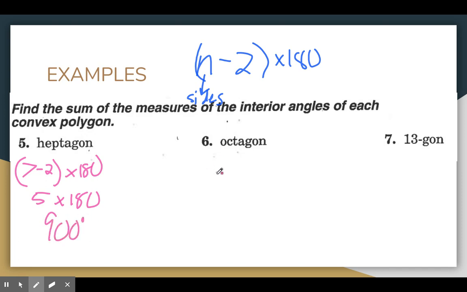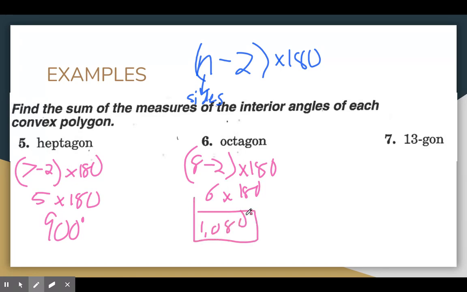Okay, an octagon, if you scroll back, has 8 sides in it. So 8 minus 2 times 180 ends up being 6 times 180, which ends up being 1080. Right? So that means for any 8-sided shape, it will always have 1080 degrees.